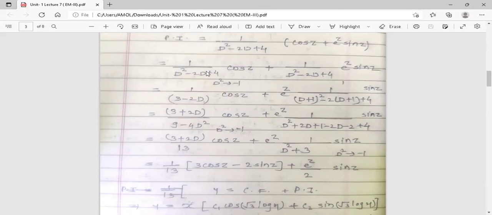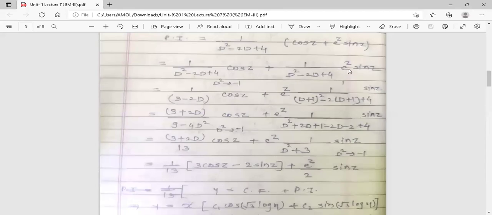You know how to solve for trigonometric functions, sine function or cos function. We always replace the term of D square by minus a square, where a is the coefficient of the trigonometric function. Here the function is cos function, and with the angle z the coefficient is 1, and the square of 1 is 1. So we replace D square by minus 1, then the term in the denominator will be minus 1 plus 4, which is 3, and this minus 2D stays as it is, because we are replacing only the terms of D square. So in the denominator the term is 3 minus 2D, cos z, plus.